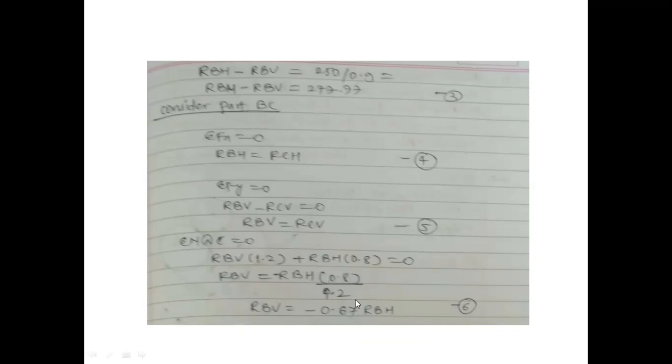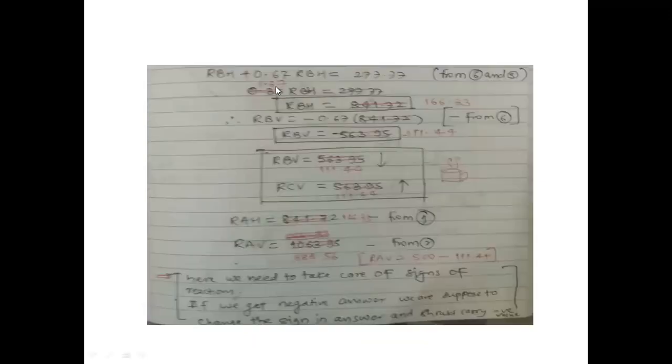So RBH is like this. In the last equation, we can replace RBV by 0.67 RBH and we can find RBH over here. We'll put those values and find the values of RBH, that is 166.33, then RBV is equal to 111.44. We'll put those values over here and we can find RAH and RAV. Here we need to take care of the signs of reaction. If we get negative answers, we are supposed to change the sign in the answer.